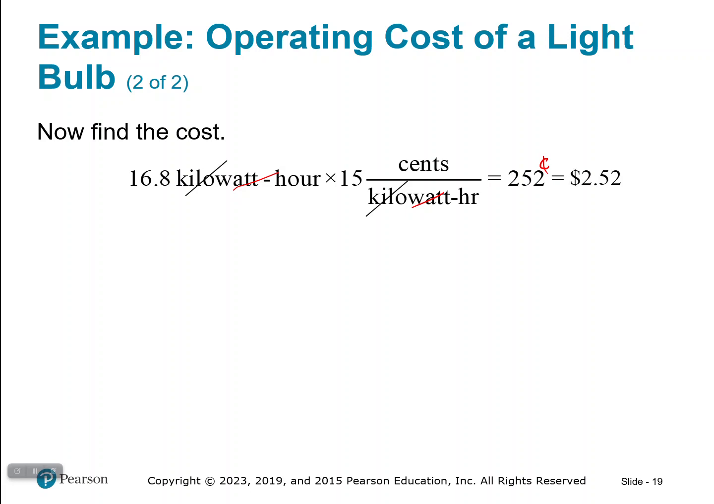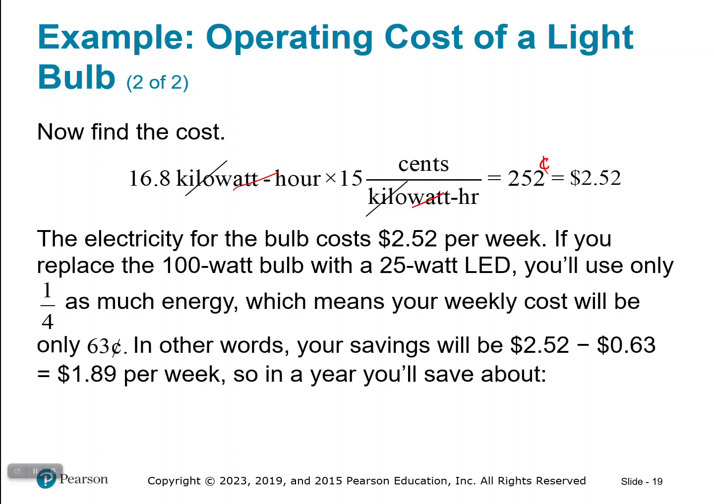And with the kilowatt hours canceled out, that'll be $2.52. Now that's not too bad, right? I leave a light bulb on for a whole week. It cost me $2.50. No big deal. But check this out. The electricity for the light bulb costs $2.52 per week.